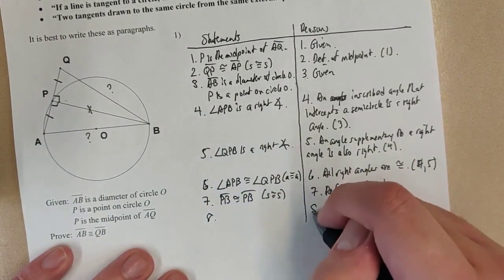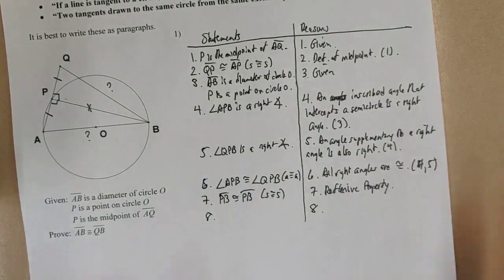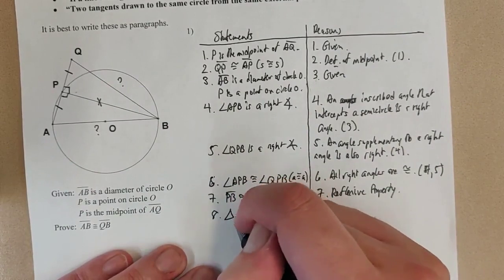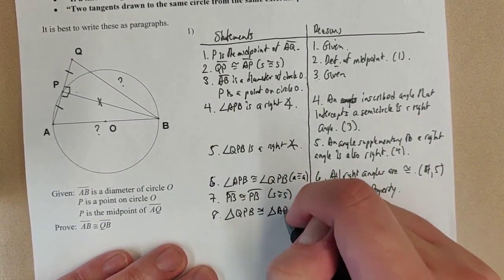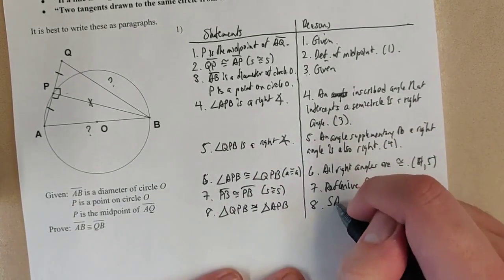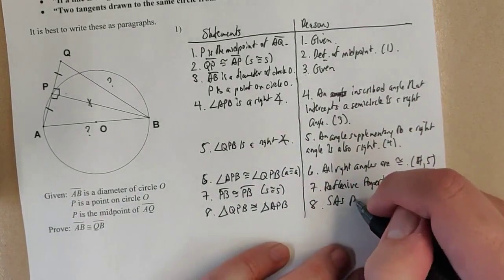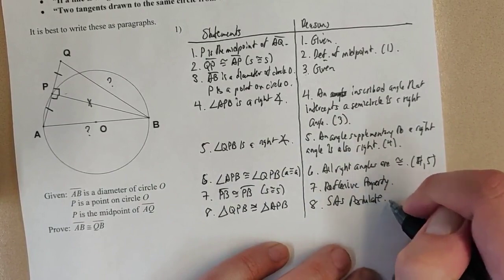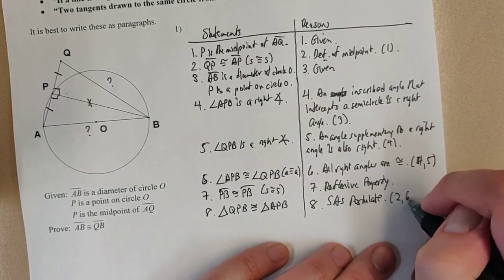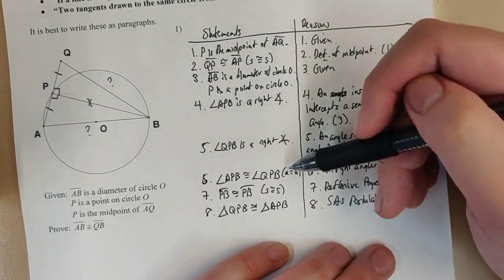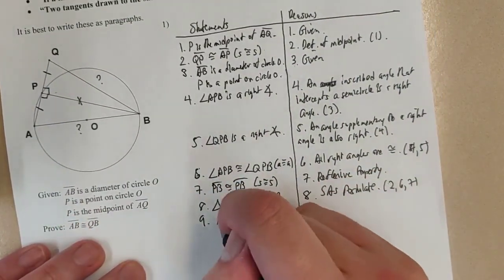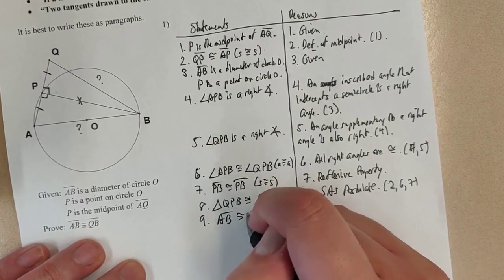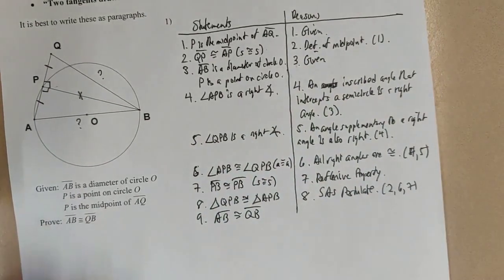And then we can see that the end is near. We can mention that here. So now we can use the congruent triangles. So we can say that QPB is congruent to APB by side angle side. And that's from steps 2, 6, and 7 as I've marked here. And finally in step 9, we have AB is congruent to QB.